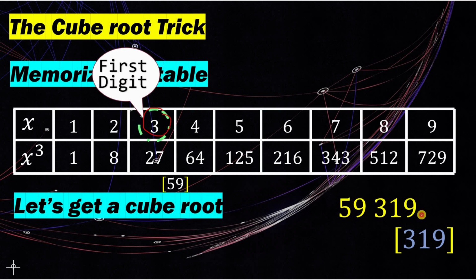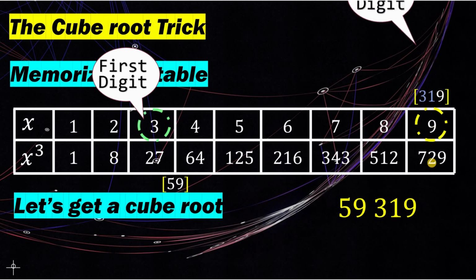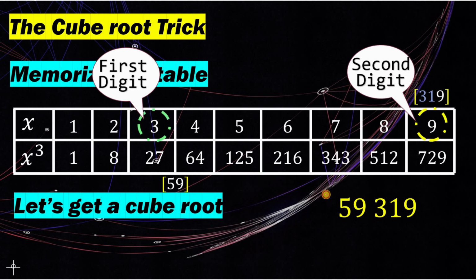Now, for the second digit, let's take a look at this number 319, and look at the last digit. The last digit is 9. The only cube that ends with 9 is 729. It corresponds to the digit 9. Therefore, we get this 9, and this 9 is our second digit. Therefore, the cube root of 59,319 must be equal to 39. And that is the answer.